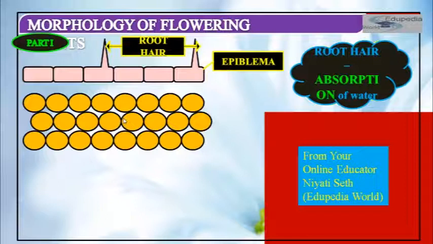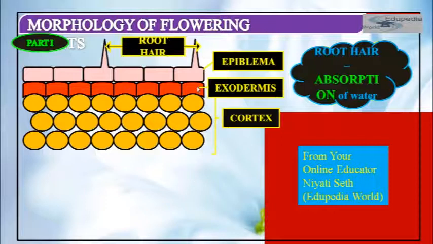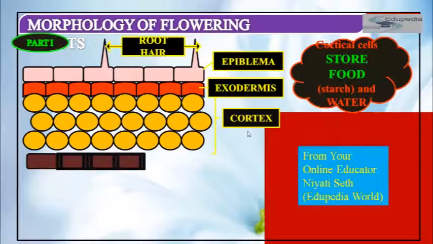The cortex is mainly meant for storage of water and food too. The cells also allow free movement of water into the xylem vessels. And this red layer is exodermis. Cortical cells store food, starch and water. Please note that. These cells allow free movement of water into the xylem vessels. So that's why the cortex is mainly meant for storage of water.